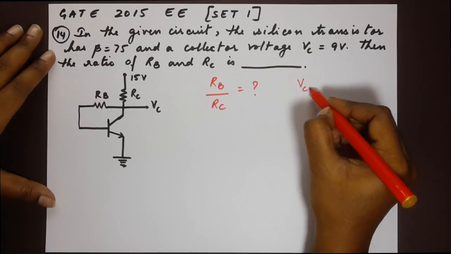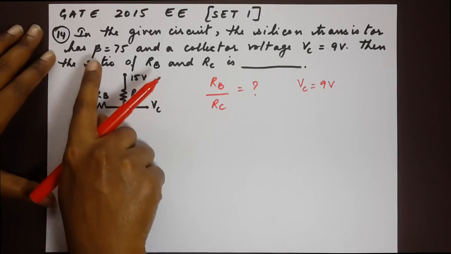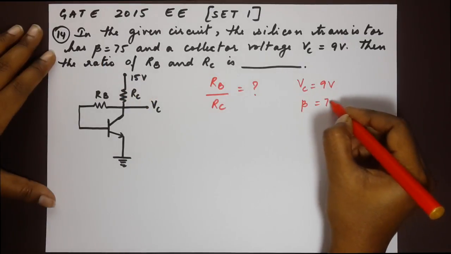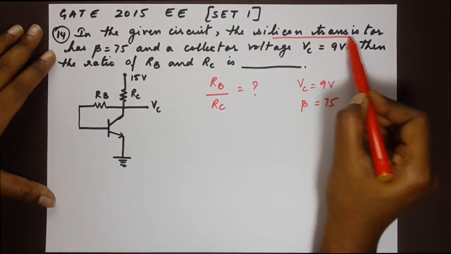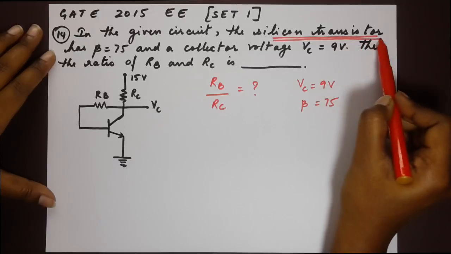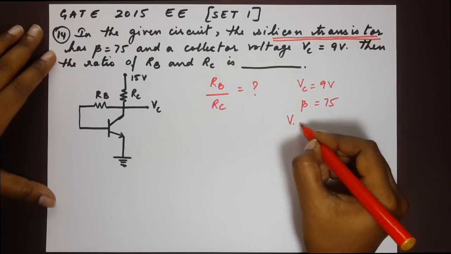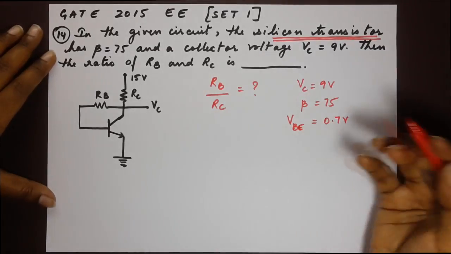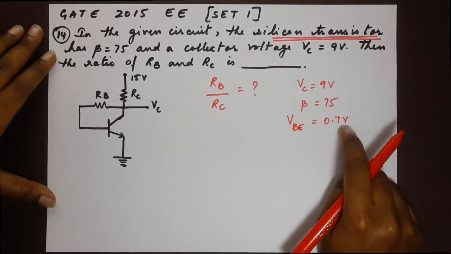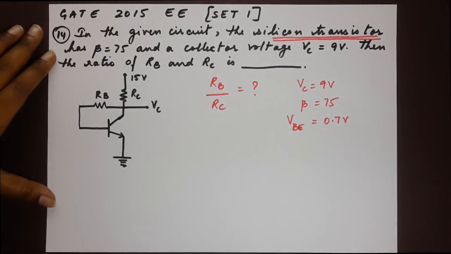And we have been given that Vc is 9 volts. 15 volts is already given and beta value is 75. Now the question makes a point to mention silicon transistor. Now this is important. With the word silicon transistor, the value of VBE, base emitter voltage, is always 0.7 volts. Approximately 0.7, but we will have to take it as 0.7. Now this is standard for a silicon transistor. So please make it a point to remember.